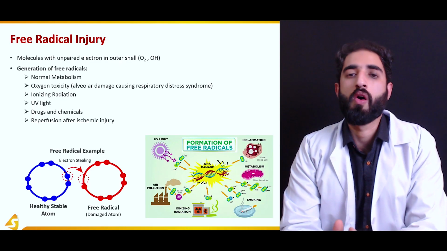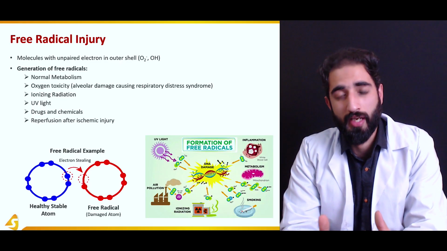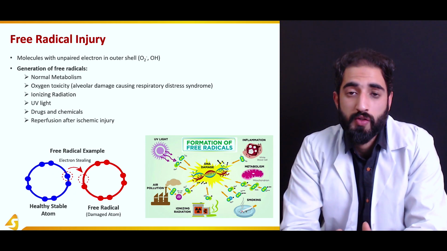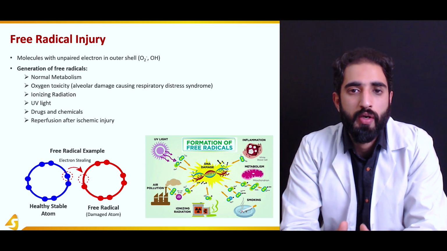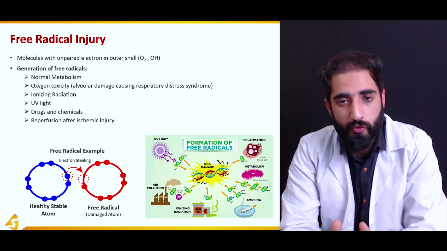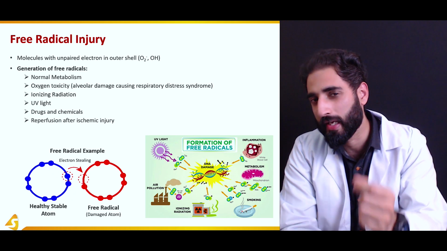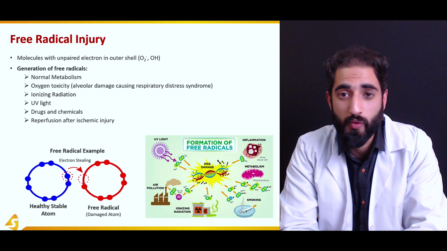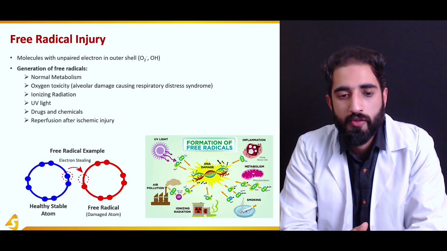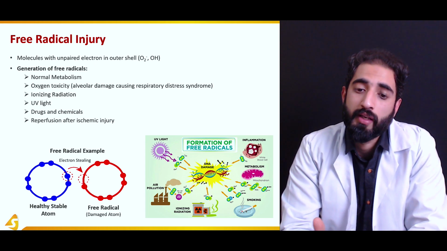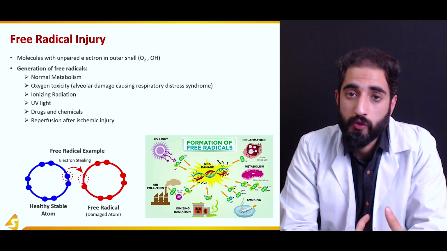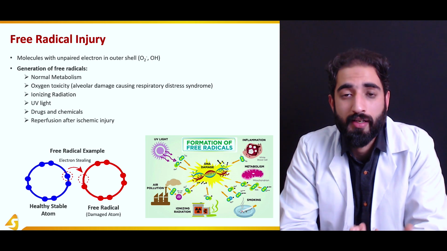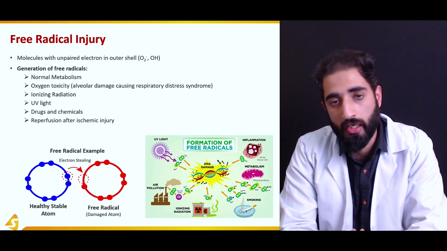So let's start off with the free radical injury. What does free radical tell us? A free radical is something which is free to move around, free to do whatever it wants. It is not bound to anything. That gives us some information regarding its behavior. It means it's reactive. It can react with anyone because it's free. Molecules with an unpaired electron in the outer shell, for example, superoxide ion and hydroxide ion, are actually free radicals, and they can cause cell injury.